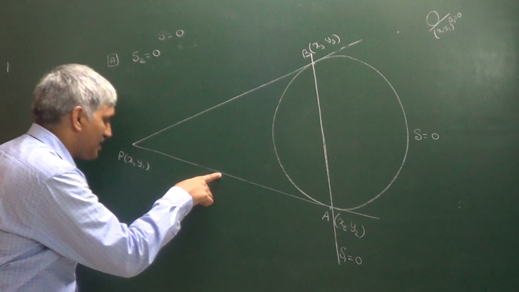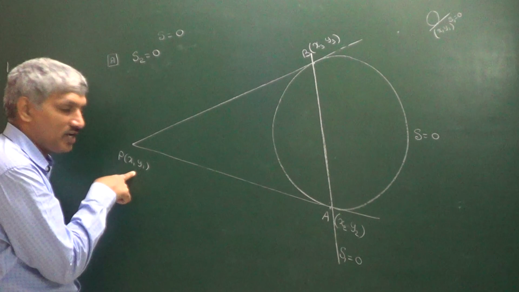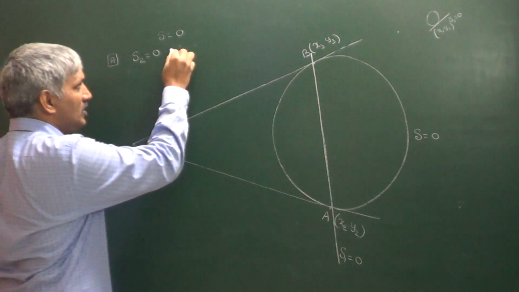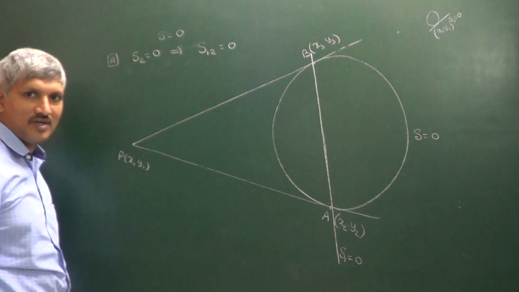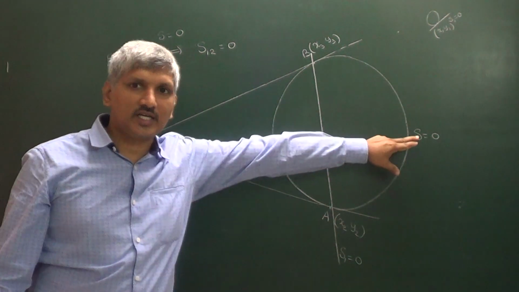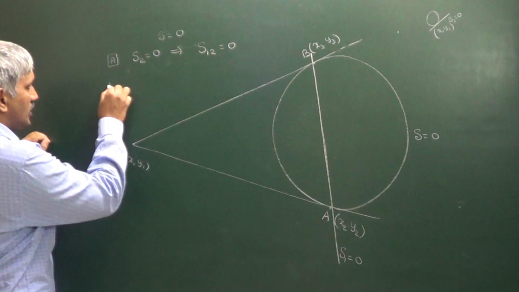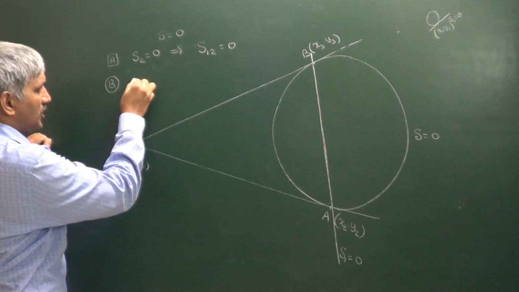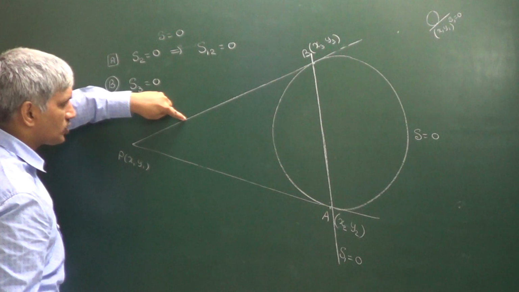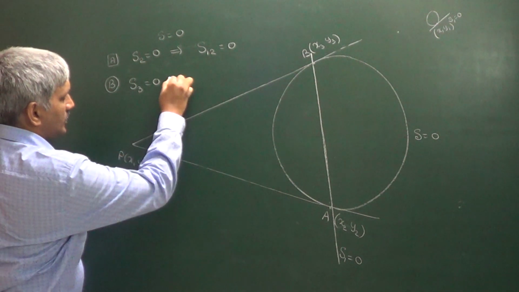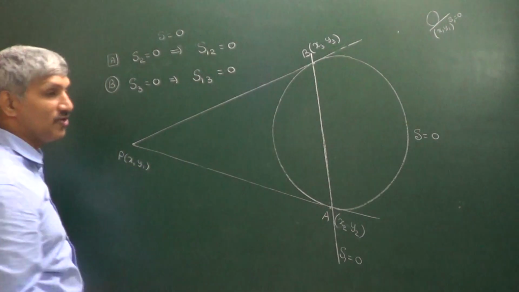But now, is this line passing through the point (x1, y1) or not? This line is passing through the point (x1, y1). Substitute this point (x1, y1) here, so we will get S12 equal to 0. Next, in the similar way, to the same circle S equal to 0, at the point (x3, y3) a tangent is drawn. The equation of the tangent at (x3, y3) is S3 equal to 0. But this tangent is also passing through the point (x1, y1), so we can say S13 equal to 0.